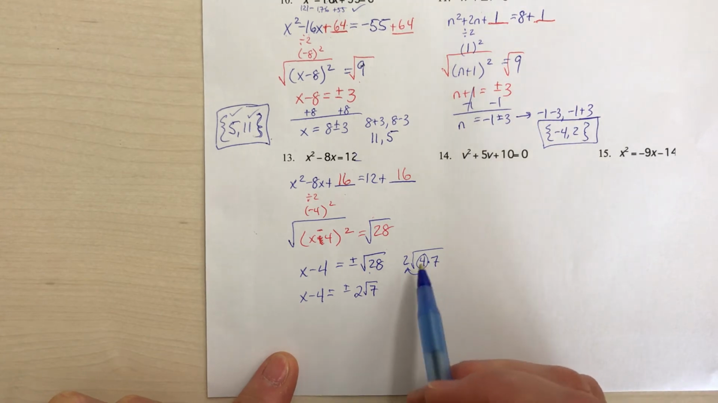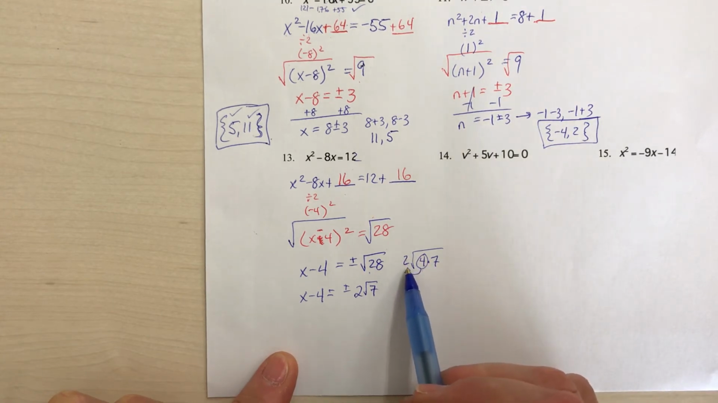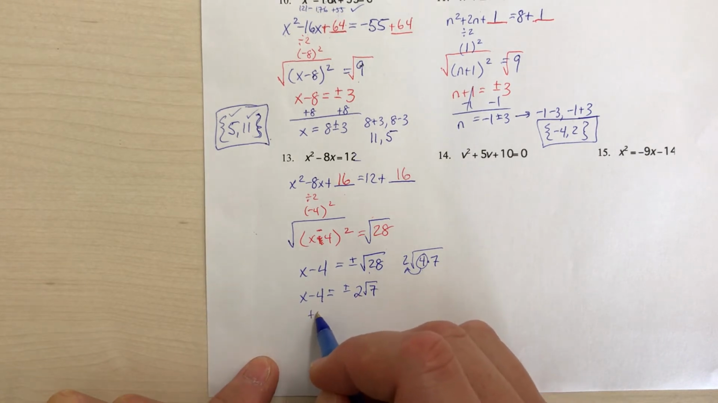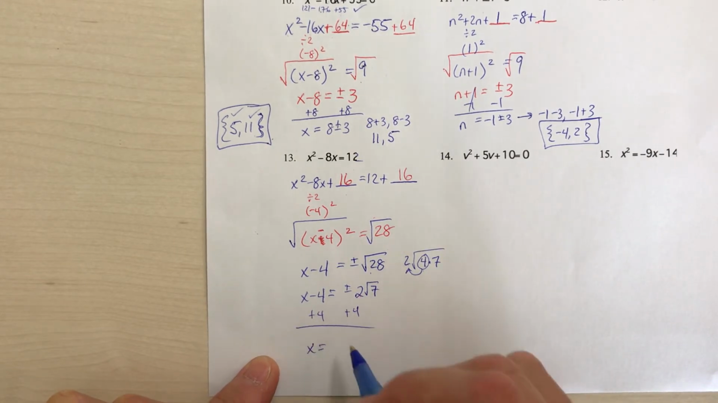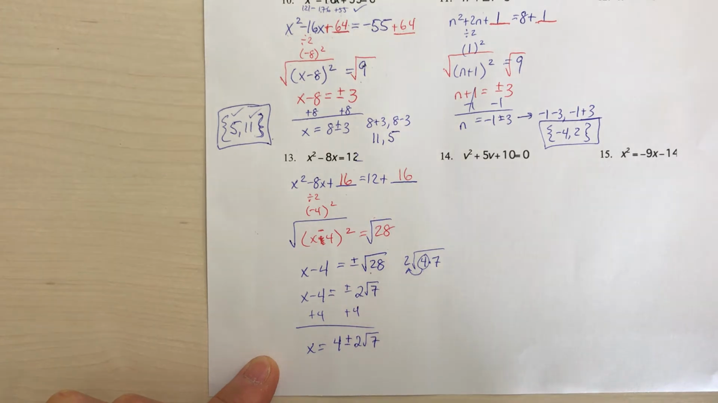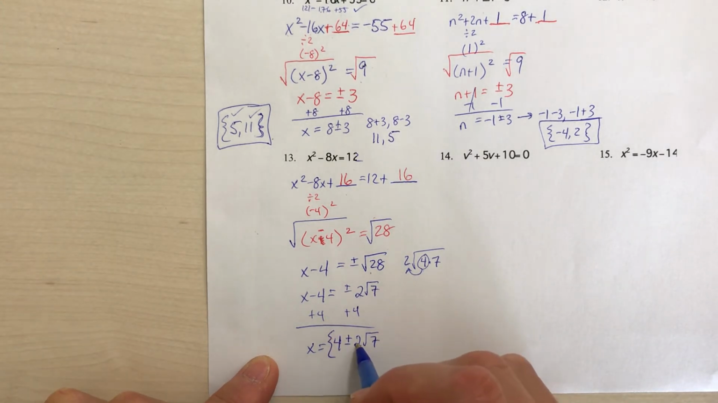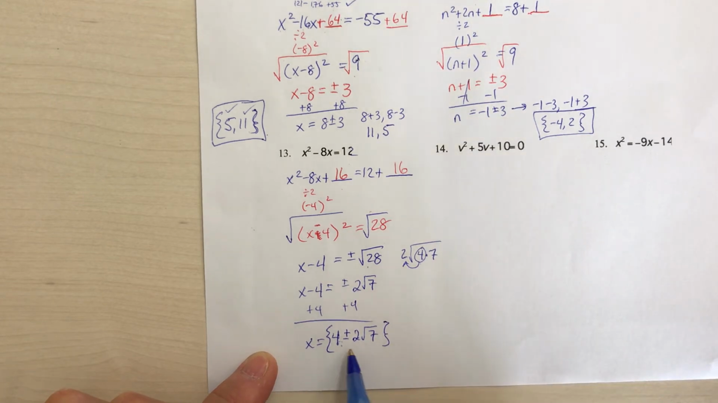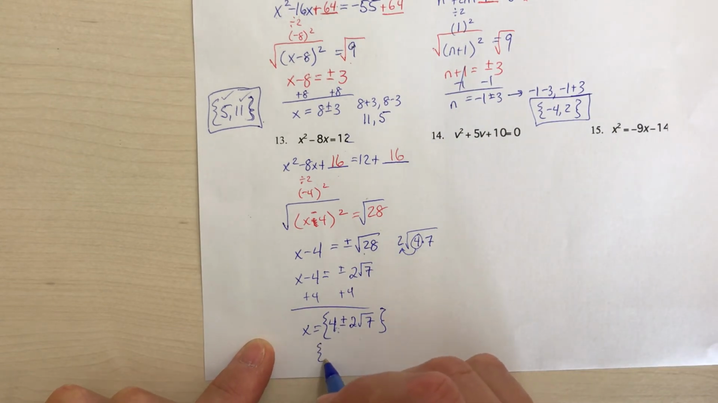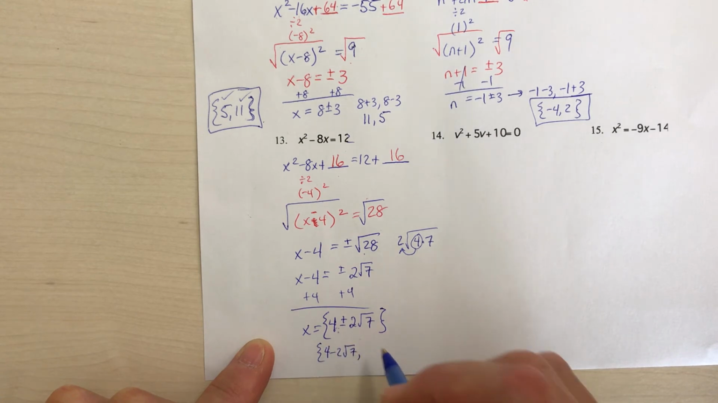The 7 will stay under, but the square root of 4 I can evaluate. That becomes 2. Now plus 4, and we get 4 plus or minus 2 square root 7. Now we can't add this. It's not 6, it's not 4 minus 2, because this radical is like a variable. The 4 does not have a square root 7 attached to it, so I cannot add it with the 2 square root 7. Those are not like terms. So I can leave it like this, or we could write 4 minus 2 square root 7, and then 4 plus 2 square root 7.